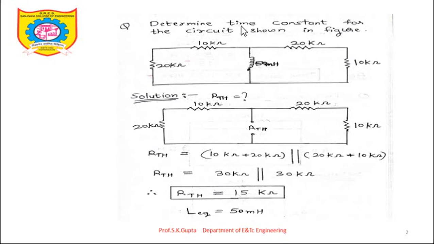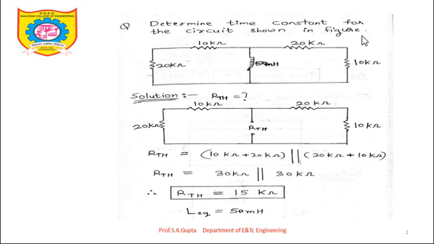Welcome all. Now next we will see how to find out time constant, because in every numerical of transient you have to calculate the time constant. We know that for an RL circuit the time constant is L equivalent divided by RTH, and for an RC circuit the time constant is RTH into C equivalent. Okay, so let's see this question.